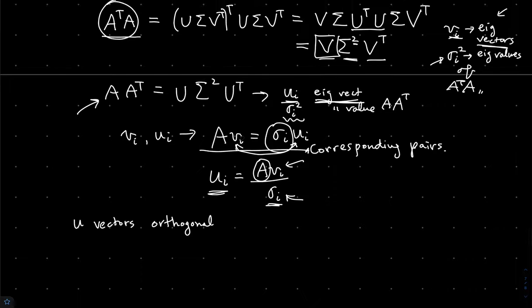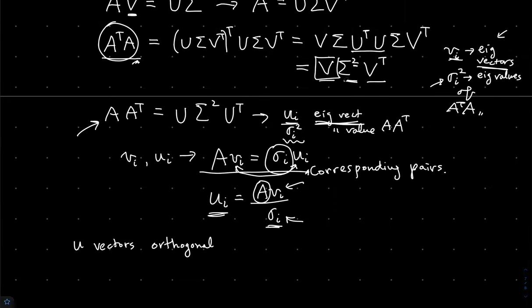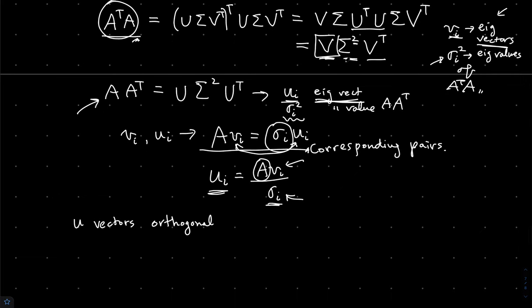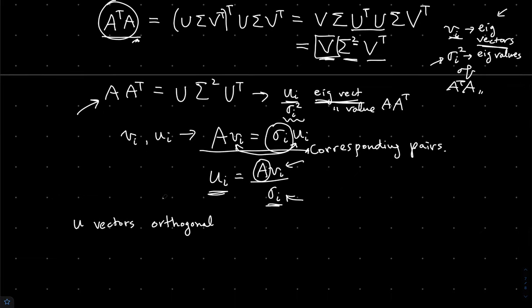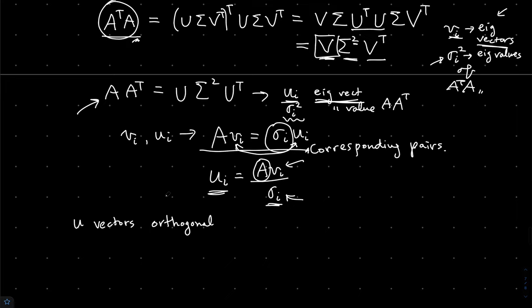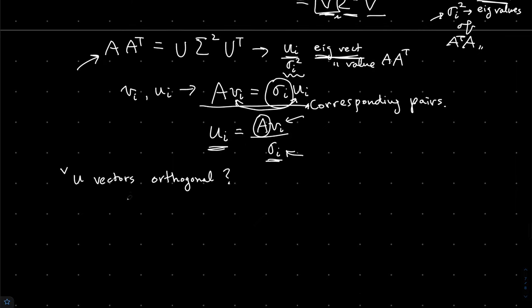And I mentioned this is symmetric, so these vectors become orthogonal, right? It's not that we can select orthogonal vectors. The eigenvectors for a symmetric matrix become orthogonal. So the vectors in V are all orthogonal vectors. So that's satisfied, but how can we check if the U vectors are orthogonal?